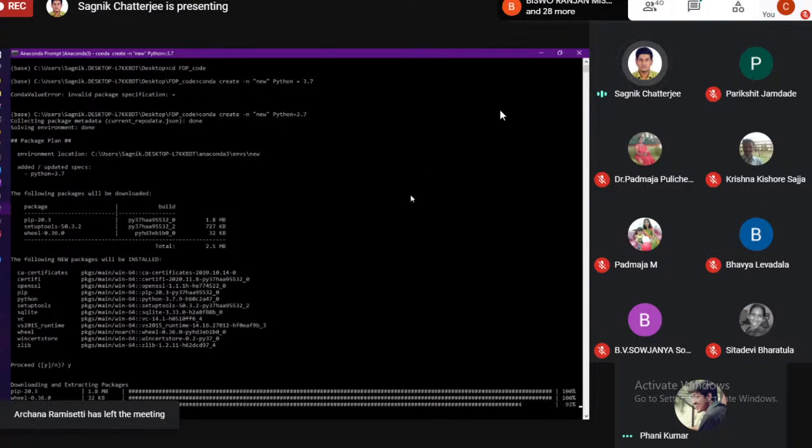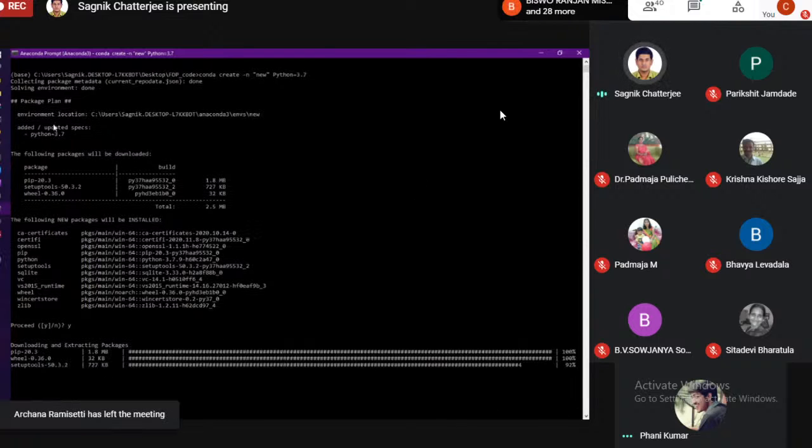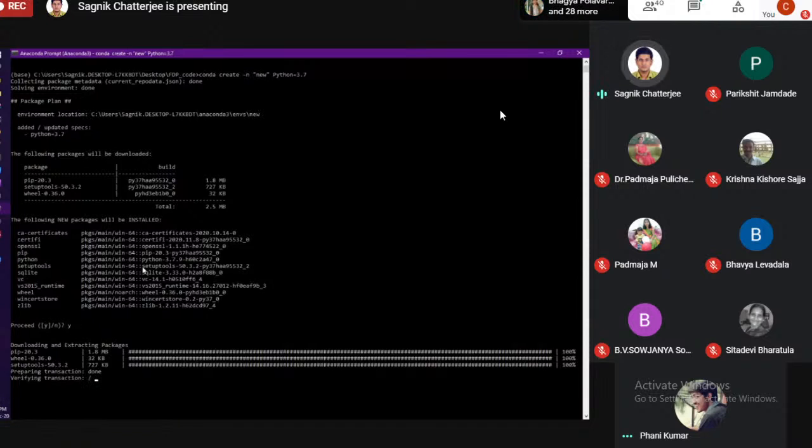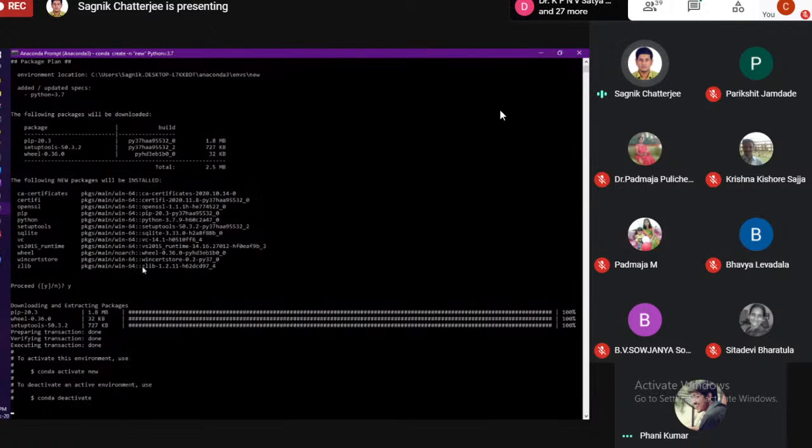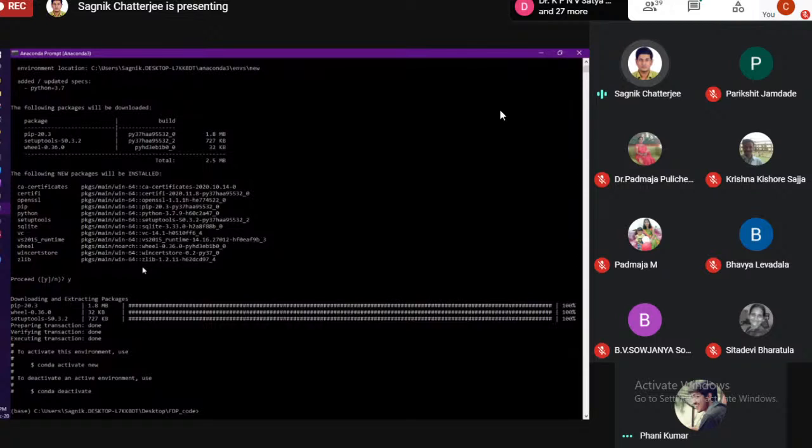So it downloads and extracts packages. This takes a little while, it will install all these things. Once you have finished setting up a new environment, you can activate it and start coding on that. The takeaway is that if you require different environments for different builds, say in one environment you need NumPy 1.13.3, and in another you require an earlier version of NumPy, you can have different environments set up for your needs.